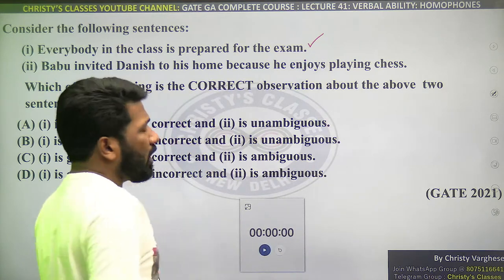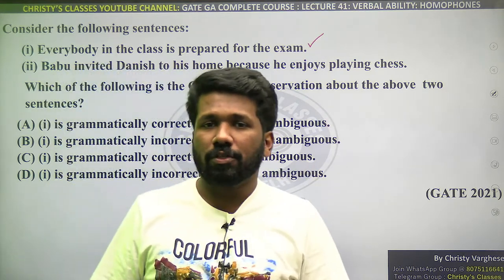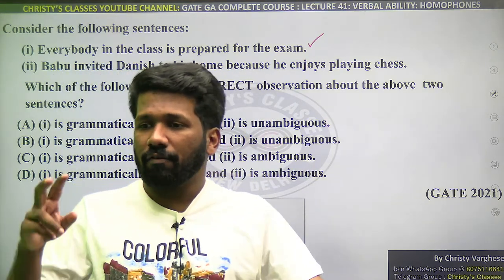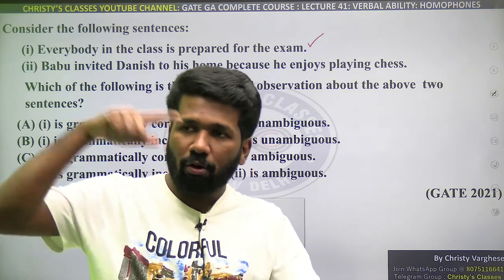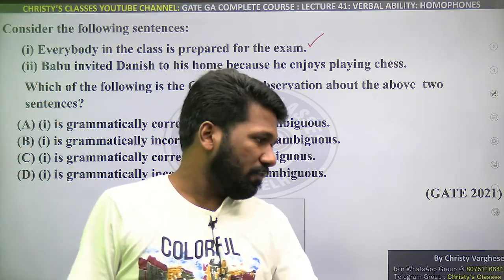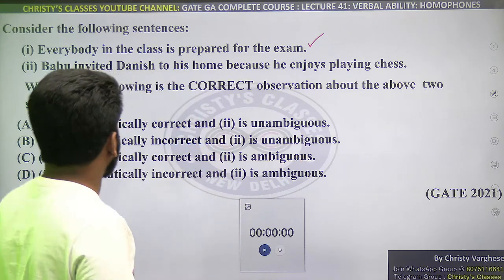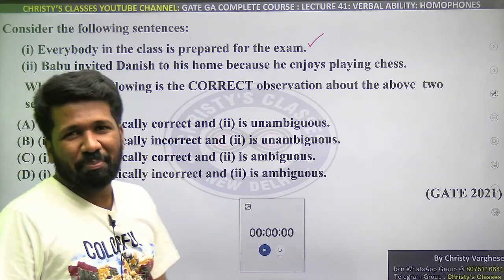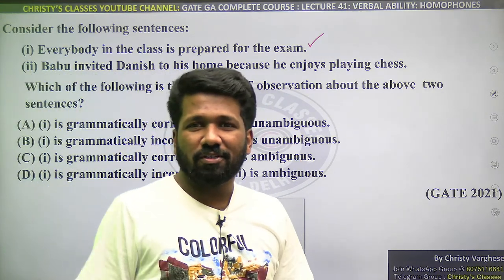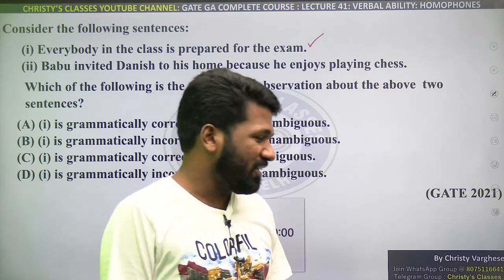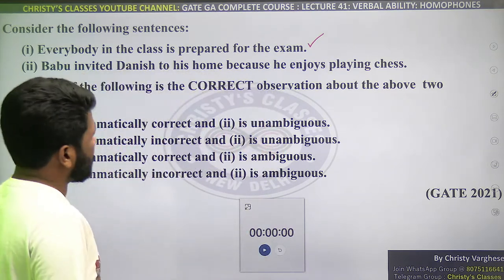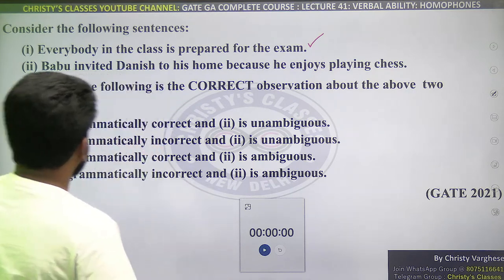And is there any ambiguity? Ambiguity means confusion in meaning. We are confused whether it is told this way or that way. Is there a confusion created? No, everybody in the class is prepared for the exam. There is no confusion. Everybody is prepared for the exam. But look at the second sentence.